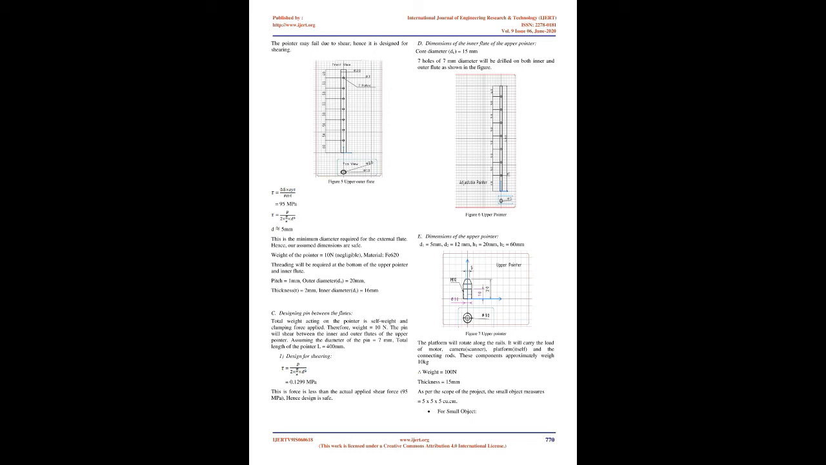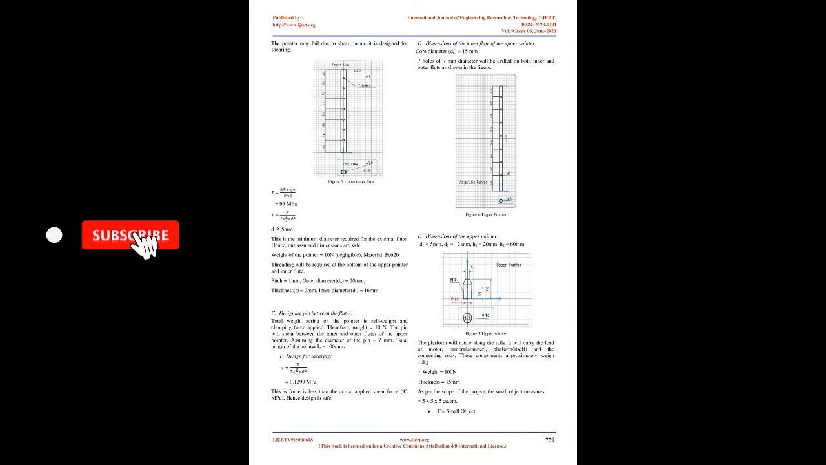The pin will shear between the inner and outer flutes of the upper pointer. Assuming the diameter of the pin equals 7 mm, total length of the pointer L equals 400 mm. 1. Design for shearing equals 0.1299 MPa. This is less than the actual applied shear force, 95 MPa, hence the design is safe.